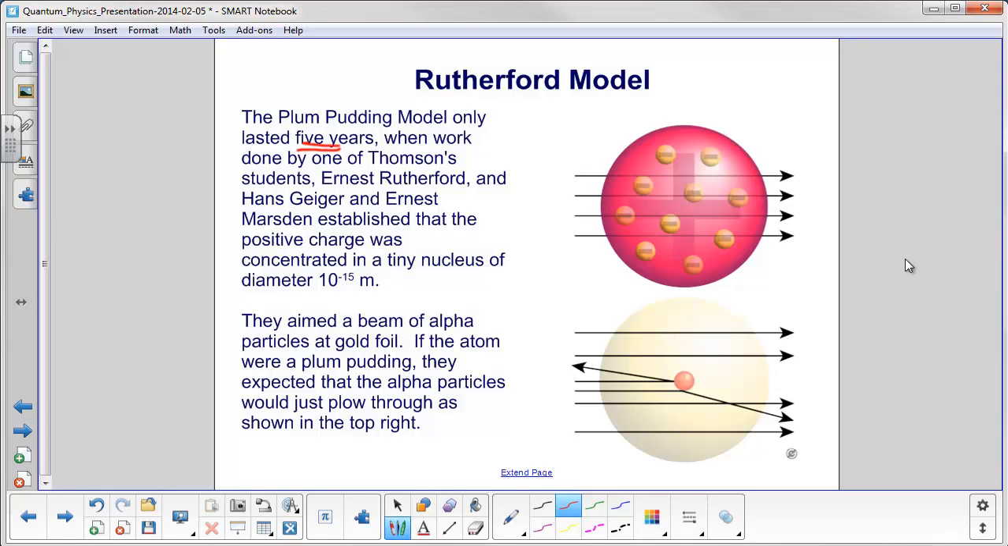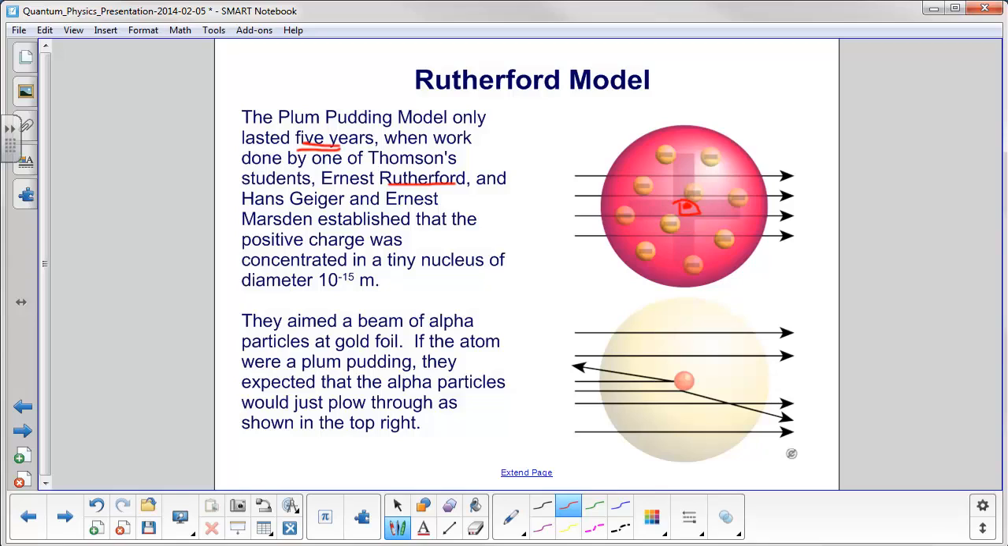And what was pretty interesting about it is that the work done by one of Thomson's own students, Ernest Rutherford, and then Hans Geiger and Ernest Marsden, established that the positive charge of this model was concentrated in a tiny nucleus of diameter 10 to the minus 15th meters. So instead of this whole amorphous blob here, you would have the positive charge concentrated right there in the middle.